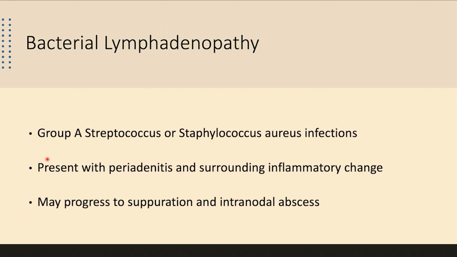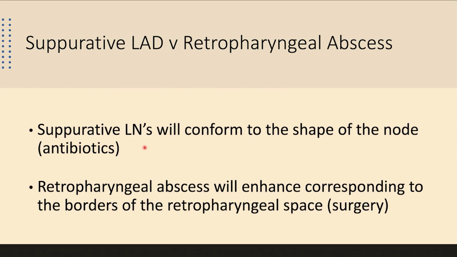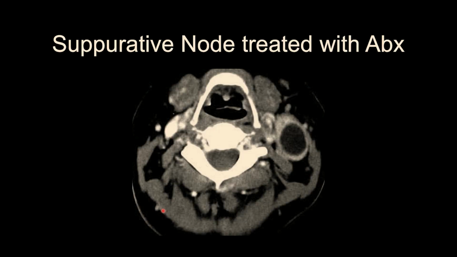So bacterial lymphadenopathy, guys, is almost always group A staph. They present with periadenitis with surrounding inflammatory change. Suppurative lymphadenopathy versus retropharyngeal abscess. We had a little bit of a discussion on that earlier today. Retropharyngeal abscesses will enhance corresponding to the borders of the retropharyngeal space, that bow tie configuration that Dr. Kubal showed you. This is a suppurative lymph node treated with antibiotics. So you can see how that becomes clean around the edges now because it's been treated.